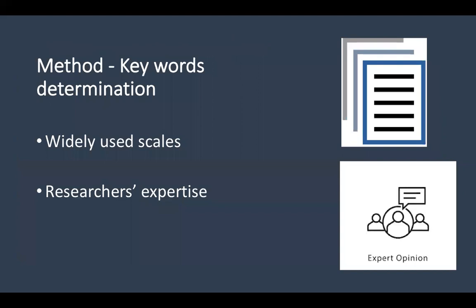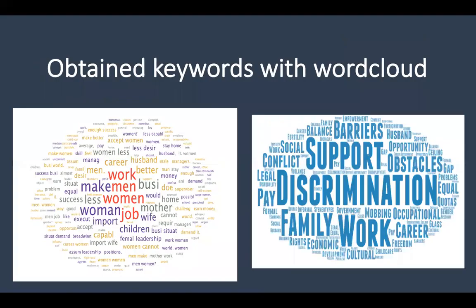How did we define the keywords to search in Google Trends data? First, we used the widely used scales in female employment literature, and our expertise in this field also helped us define the keywords. We formed a keyword pool, and then according to the frequency of these keywords, we generated a word cloud and summarized the keyword list in order to search in Google Trends data.